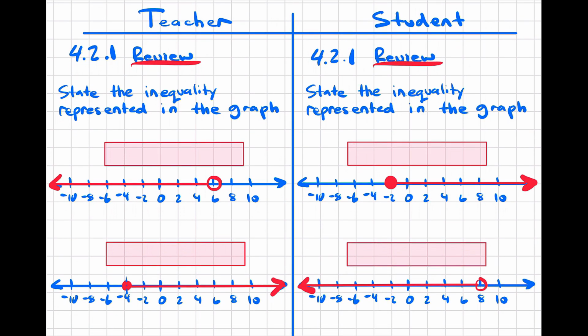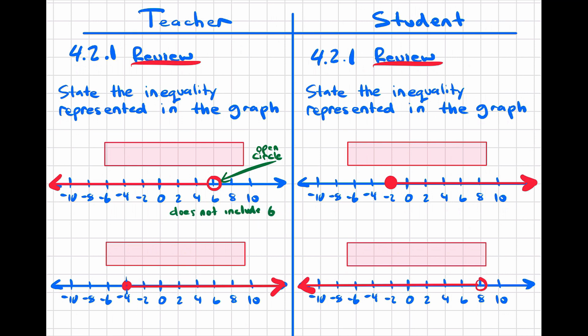Okay, so on the left-hand side, we have the teacher questions, and it says state the inequality represented in the graph. Now remember what we see. We have an open circle, and what does the open circle tell us? It means it does not include the numbers. So it does not include 6.